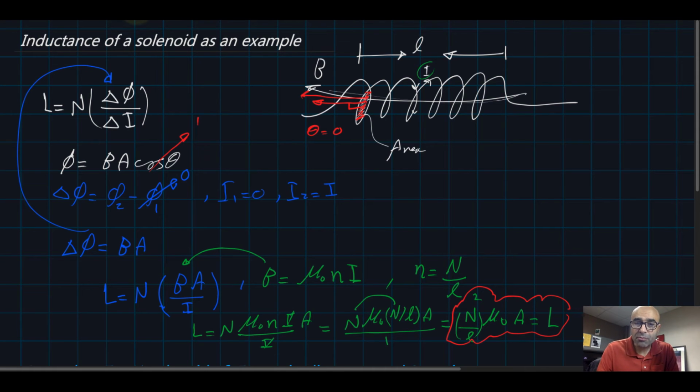Notice here something very important: the inductance of a solenoid depends on the geometry, like the length, the number of loops, and the area. That's the geometry of the inductor itself. It does not depend on current or magnetic field or anything else, because this is an intrinsic property of the solenoid itself, so it doesn't have any external elements in it. All of these, area, length, and number of loops, are stuff inside the inductor or the solenoid itself.